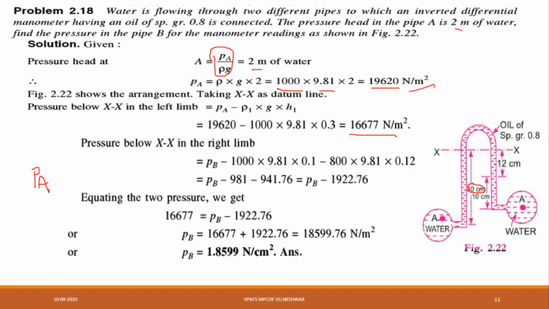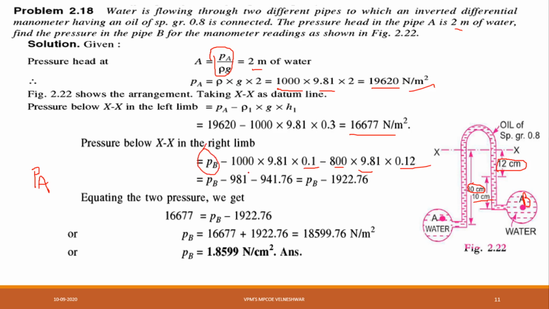Now similarly, the pressure below XX in the right limb, that is PB minus, again the same. Here there is a printing mistake, let us take this one as B. Sorry for that. That is PB minus 1000 into 9.81 into height, which is 10 centimeter, I take it as 0.1, minus the specific gravity of oil, which he has given as 0.8. That is 0.8 into 1000, which is 800, into 9.81 into height, which is 12 centimeter, converted into meter 0.12. So now how much am I getting? PB is an unknown value, PB also we have to find.